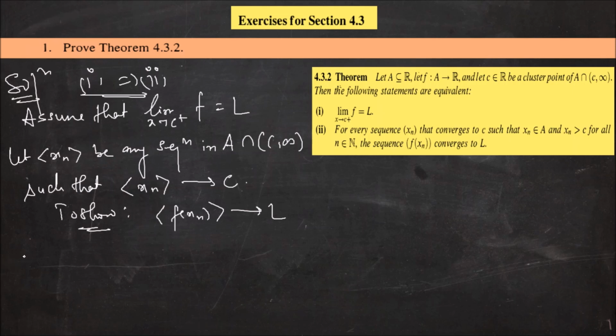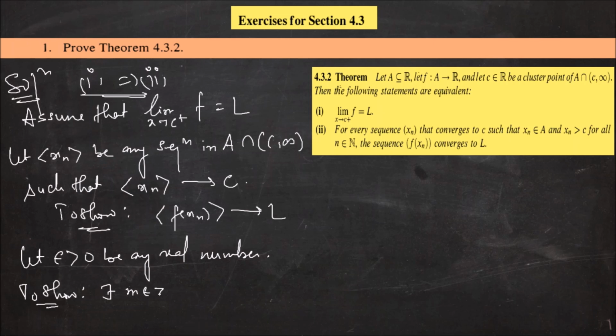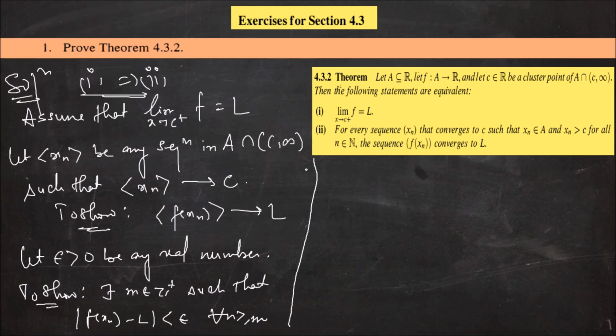So what we will do, we will take any epsilon greater than 0. So let epsilon greater than 0 be any real number. So we have to find some m belonging to positive integers such that |f(xn) minus L| should be less than epsilon for all n greater than or equal to m. So we will use this fact for this epsilon.